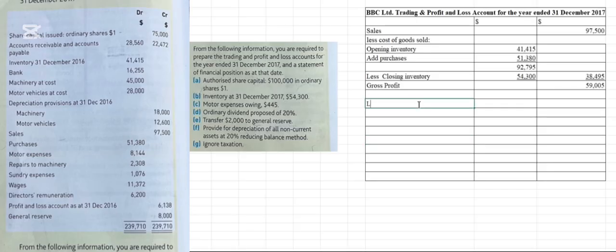We'll move on now to our less expenses section. This will allow the business to identify its true profit after it has taken into account exactly what it has spent its money on. So under less expenses, we're going to begin by putting our wages. Doesn't matter the particular order you begin in. And the wages amount is $11,372.